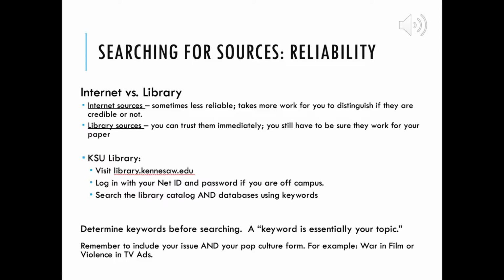Remember, you want to determine keywords before searching, and a keyword is essentially your topic. Remember to include your issue and your pop culture form as your keywords. For example, war in film or violence in TV ads. And hopefully by this point, you already have some idea of what those keywords would be. Even if you end up changing those later, go ahead and pick out a couple that you think would be the most relevant and interesting to research now, and type those into the library super search.